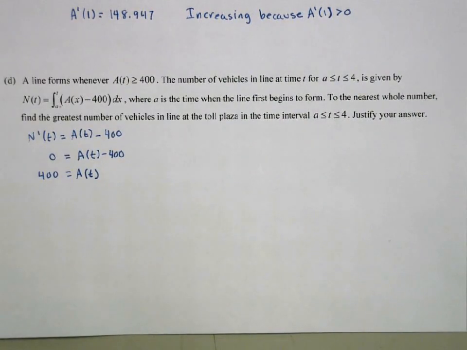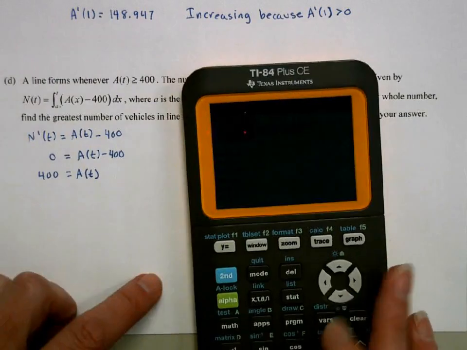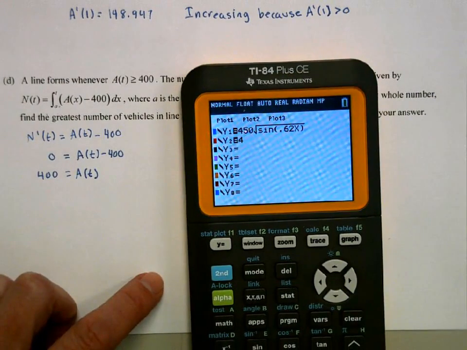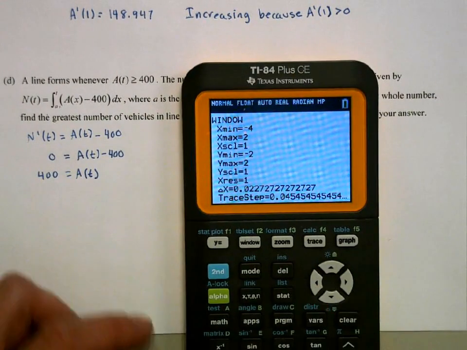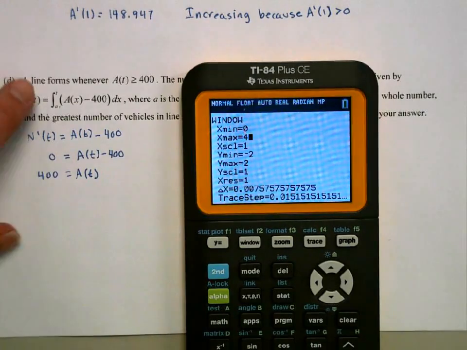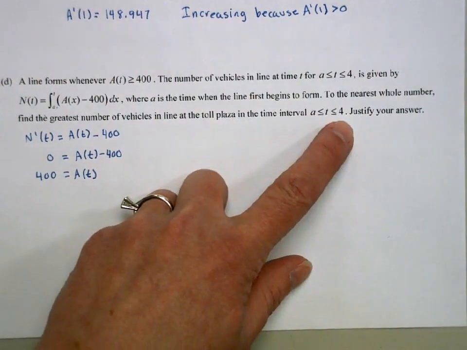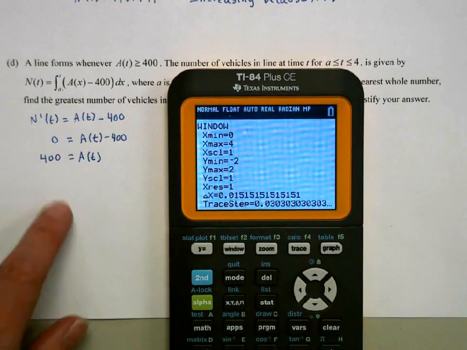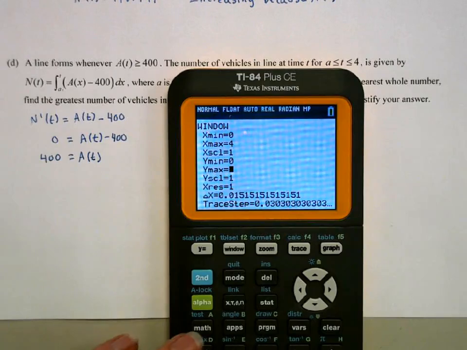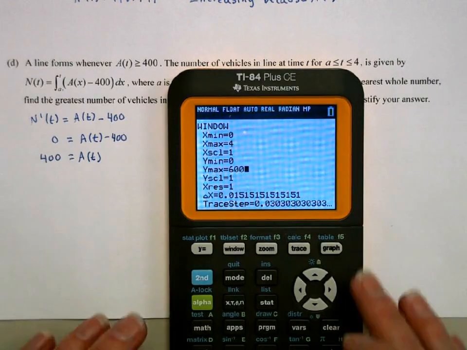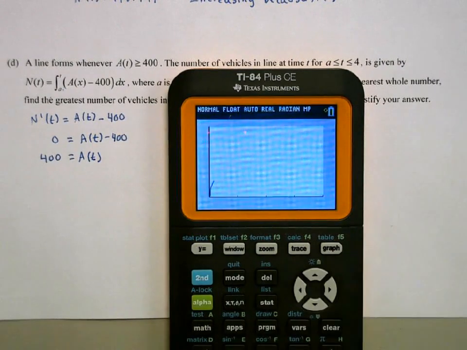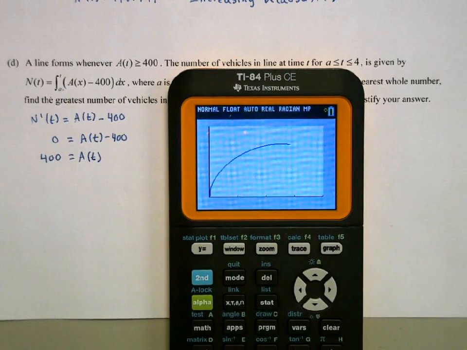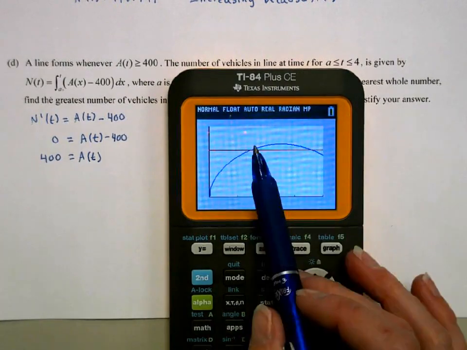So I've got my function here. I'm going to go ahead and put 400. For my window, I'm going to go from 0 to 4, because that's the end of my interval, so I don't really care about other values. For my y values, I need to be able to see 400. So I'm just going to go from like 0 to, let's do 600. And then we'll graph. So there's our rate function. And there's 400.